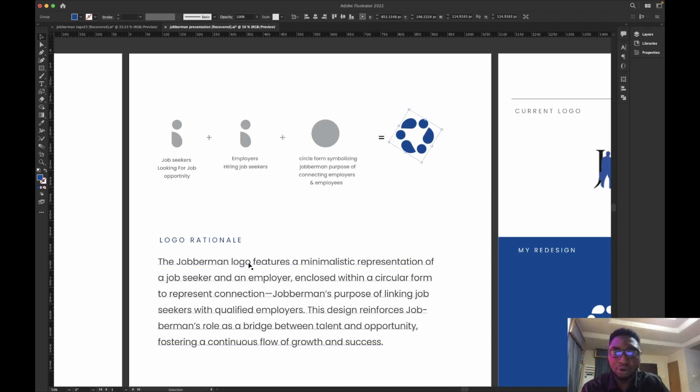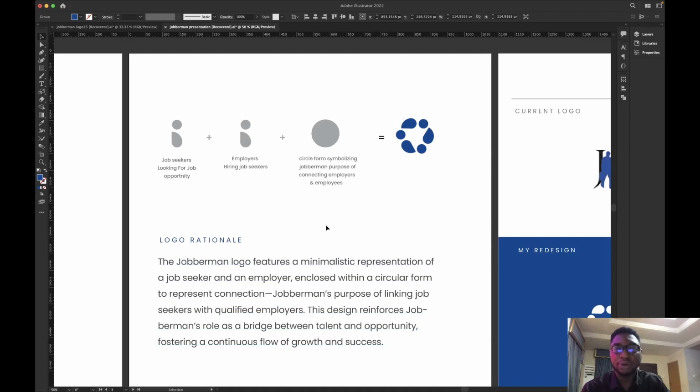The Jobberman logo features a minimalistic representation of a job seeker and an employer enclosed in a circular form to represent connection, the Jobberman's purpose of linking job seekers with qualified employers. This design reinforces Jobberman's role as a bridge between talent and opportunity, fostering a continuous flow of growth and success.